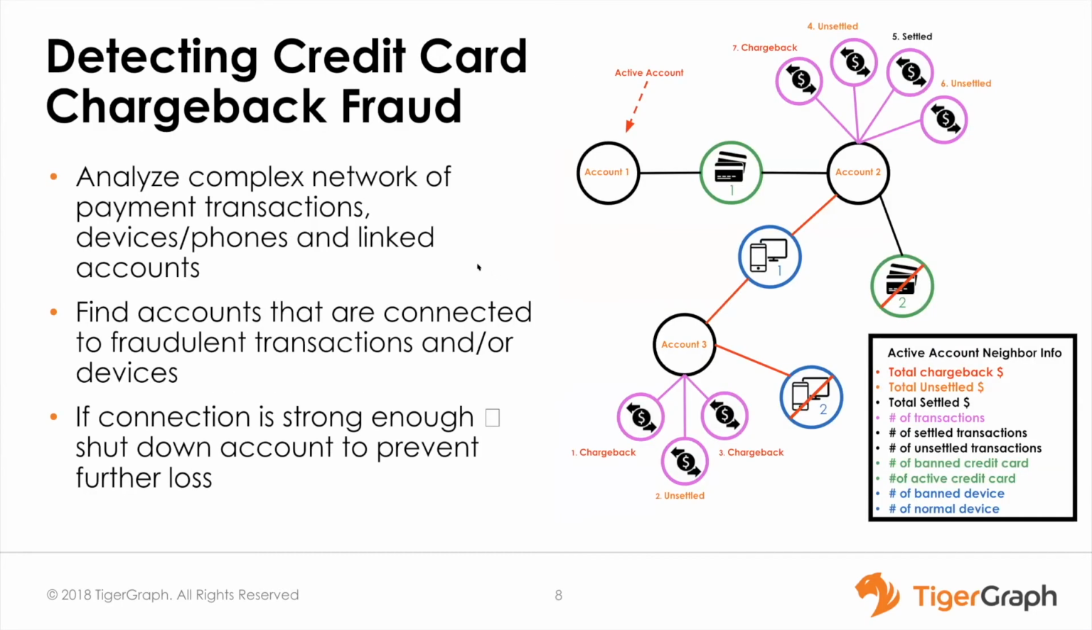So let's take a look at how we can detect it with Graph. Normally this would be something that's kind of hard to detect because you have all of these transactions that just look like transactions, right? And they have a chargeback on them. But the problem is we have perfectly valid reasons for chargebacks.